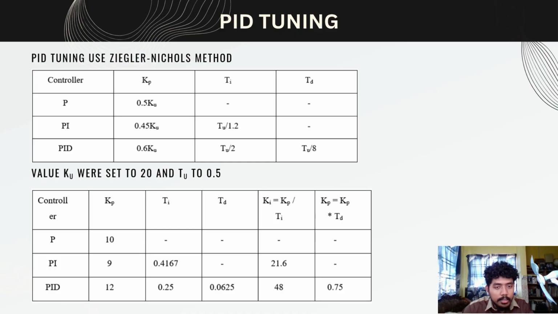And finally is the value for Kd of the PID controller. Sorry, it's the value of Kd. So Kd is equal to Kp times Td. So Kp we have 12 and Td we have 0.0625. Multiply both of these, we get 0.75.